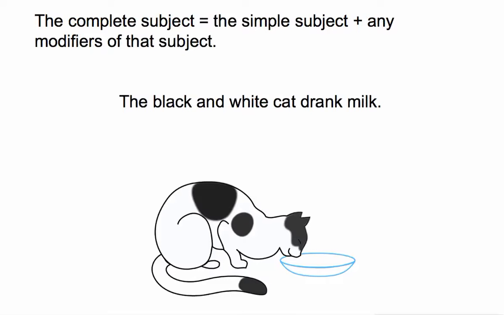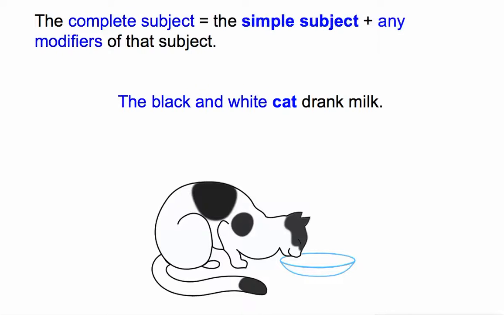The complete subject is the simple subject plus any modifiers of that subject. In other words, it's the simple subject plus adjectives that describe it. So in this sentence, "The black and white cat drank milk," we again ask, well, what's the sentence about? It's still about the cat. What more do we know about the cat? We know that it's black and white.